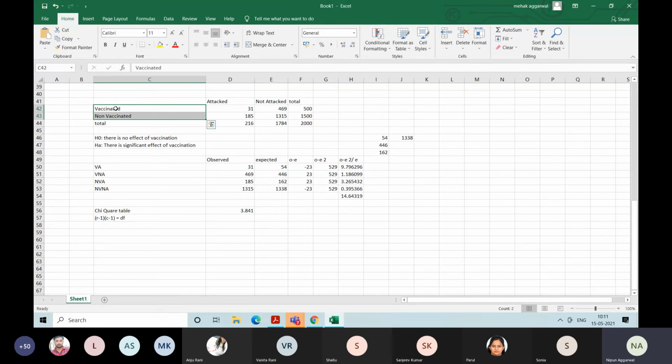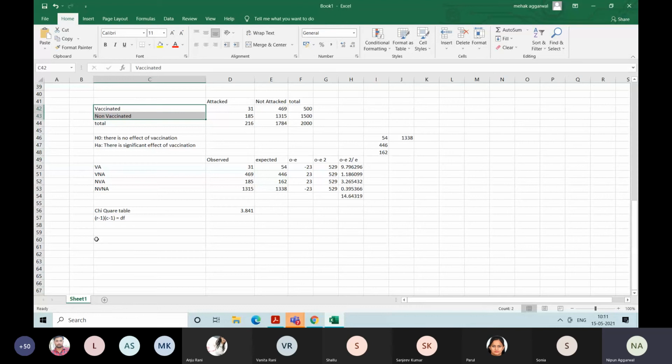So vaccinated and non-vaccinated are the 2 rows, and the columns are attacked and not attacked. So it is R minus 1, 2 minus 1, 1, and the column is again 2, attacked and non-attacked, so again 2 minus 1. So 2 minus 1 into 2 minus 1, 1 into 1, that is 1. So the degrees of freedom is 1. At 5%, it comes out to be 3.841.